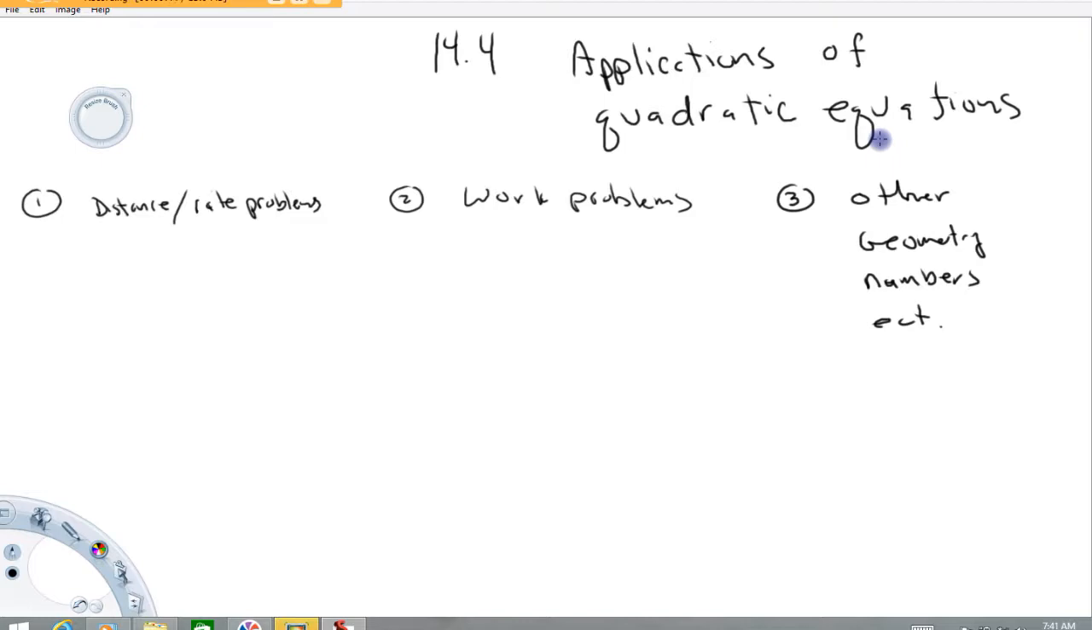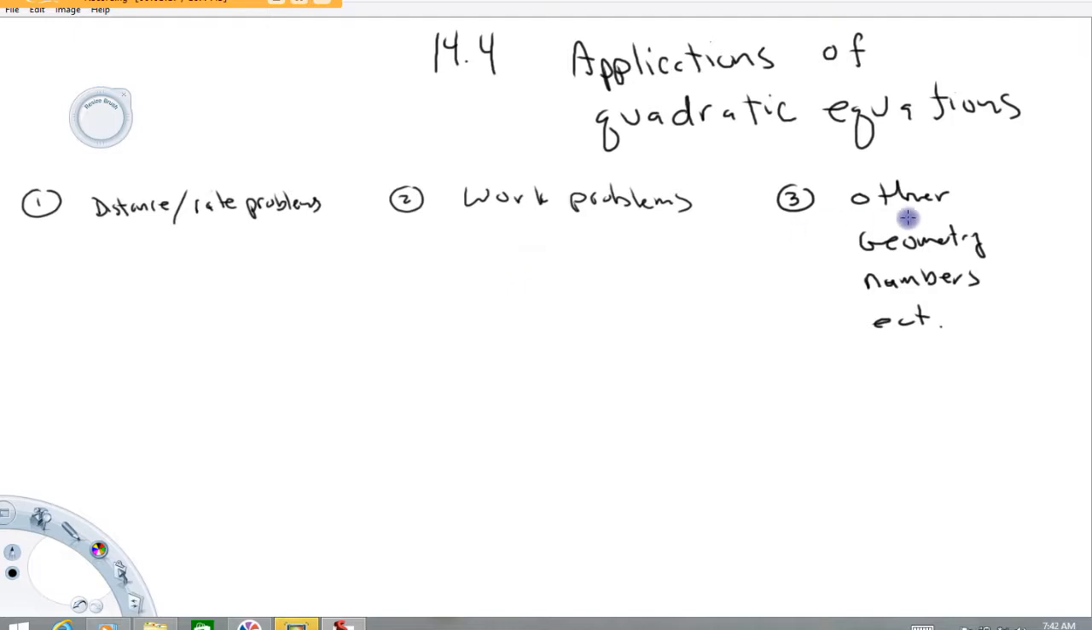As I look through this page, some of these problems are distance rate problems. I don't mean distance divided by rate. I mean problems about distances and speeds, like a boat goes so fast with the wind, so fast against the wind. Some of these are work problems: people painting houses, printers printing out things, pumps filling pools or draining pools.